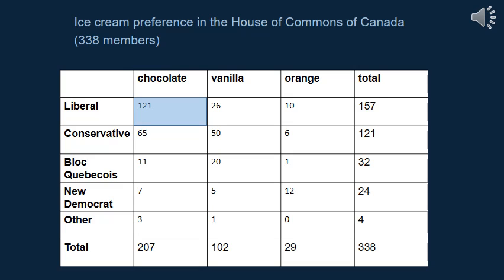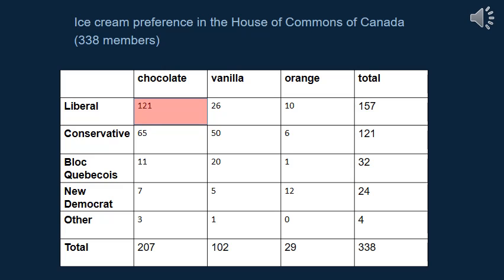And what you see here in blue is called a cell of the table. This table here has a total of 15 cells. The totals do not count as cells. So this table has 15 cells representing the correlation between the political affiliation and the favorite ice cream flavor of my 338 Canadian MPs.